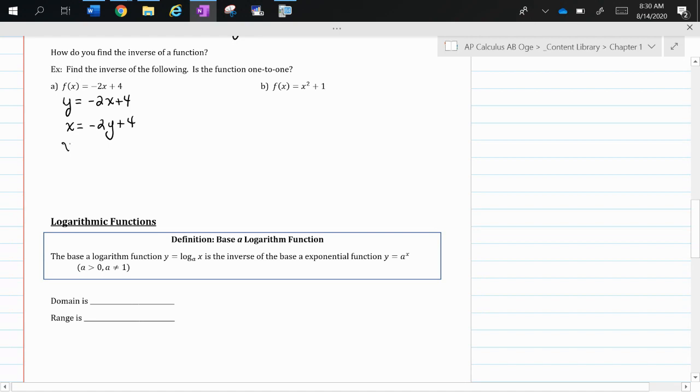So I'm going to subtract 4 from both sides, and then I'm going to divide both sides by negative 2. So I get y equals negative 1/2 x plus 2. And since my original function was called f, I can call this inverse of f, f inverse.